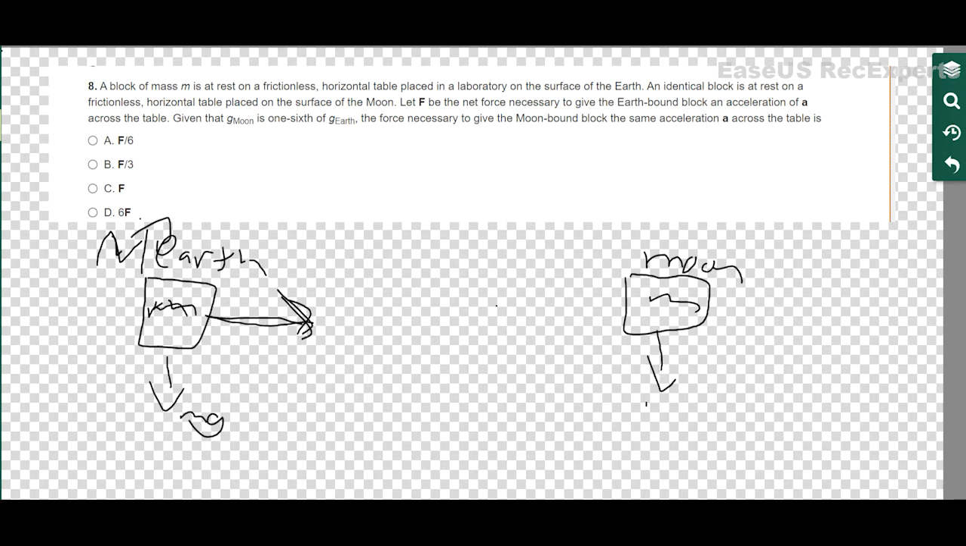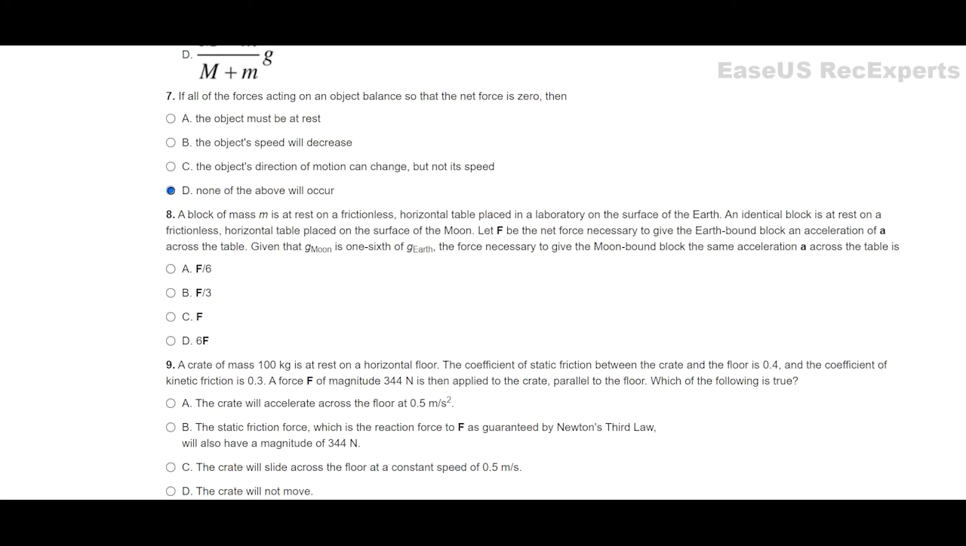So this changes, but your horizontal forces do not change at all. So in order to accelerate at the same rate, the forces should remain the same. And because it is frictionless, the normal force does not really matter. It does not really affect this system because it is frictionless. If there was friction, you would probably end up with a different answer.